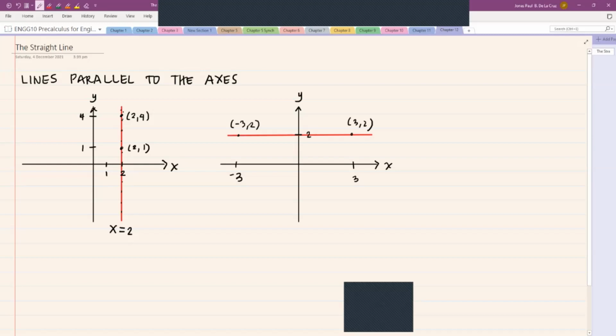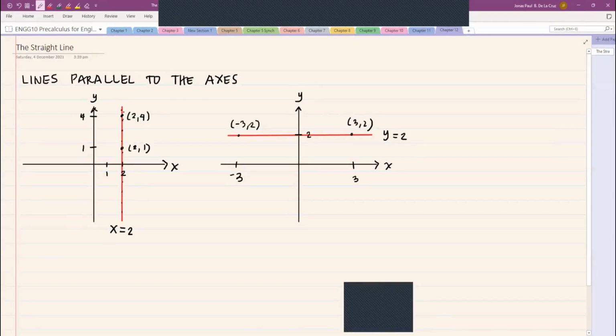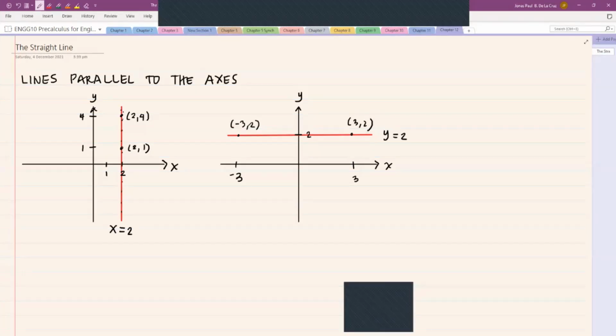So, yung horizontal line natin, meron siyang constant na y coordinate. So in this case, this line has an equation of y is equal to 2. Okay? Ganun lang yung pag-identify natin ng mga line na horizontal, parallel to the axis. So, sa vertical, constant yung kanyang x-coordinate. Sa horizontal, constant naman yung kanyang y-coordinate.